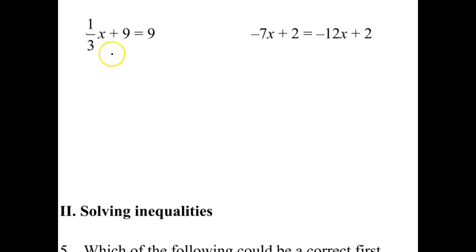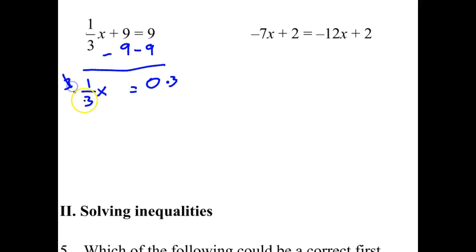Okay, let's keep going, solve both of these. So subtract 9 on both sides. So 1/3 of what number is 0? Okay. And if you multiply both sides by 3, 3's will cancel, and x equals 0.